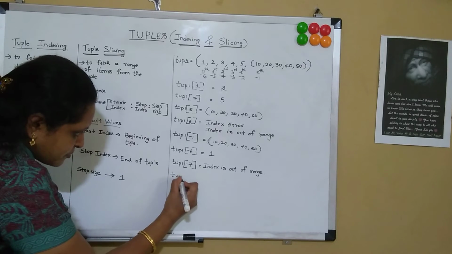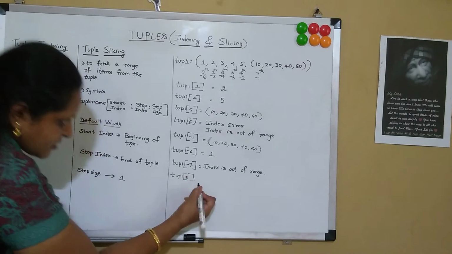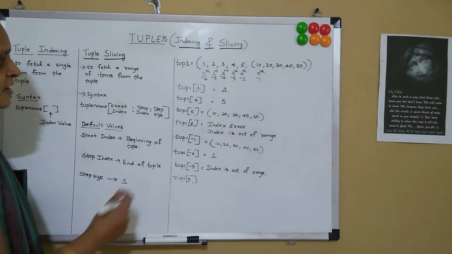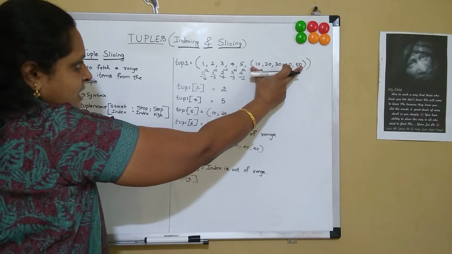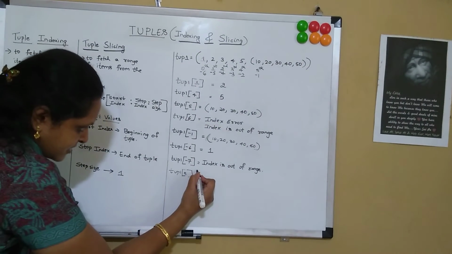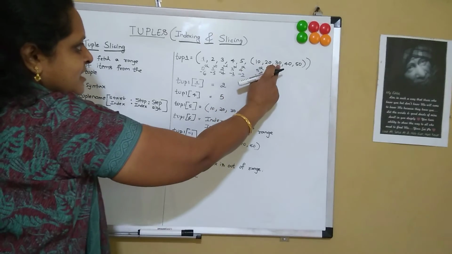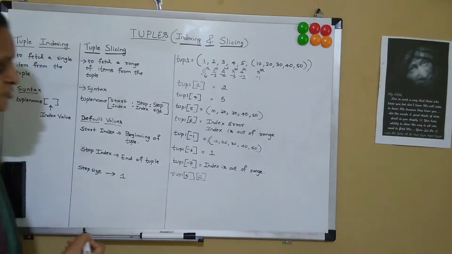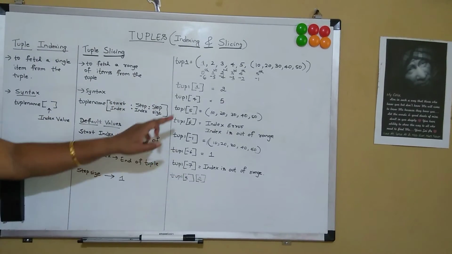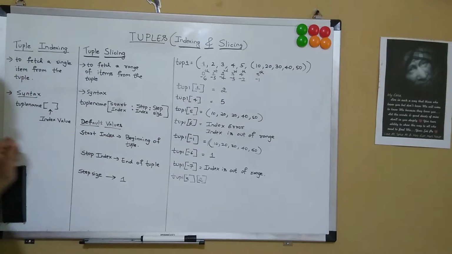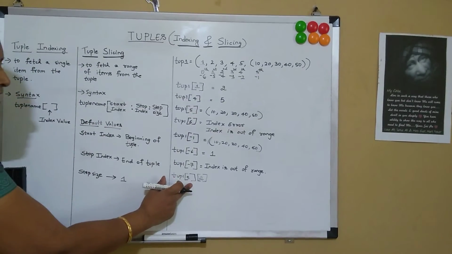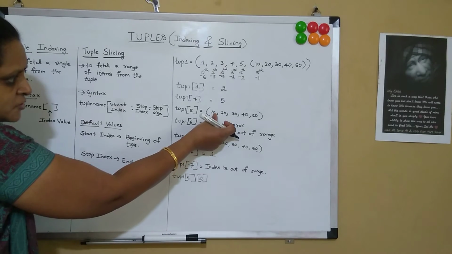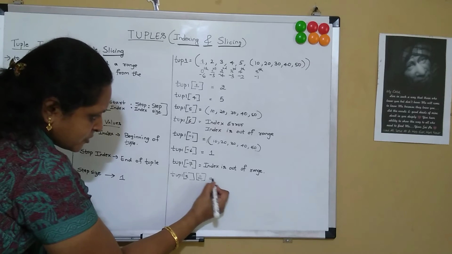So if I give tuple1 of 5, it will fetch the full innermost tuple. If I want to get the 30 item from the innermost tuple, then I have to specify one more index. 30 is at 0, 1, 2, so it is at the second index. So I have to specify 2 indexes to access the items within the nested tuple. So if I give tuple1 of 5, I get this tuple. In this, I have to fetch the second index. So 0, 1, 2, I get the value 30.